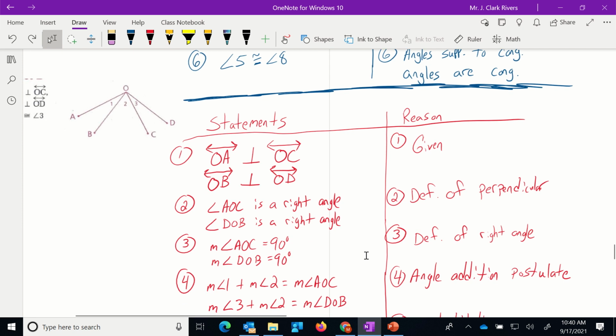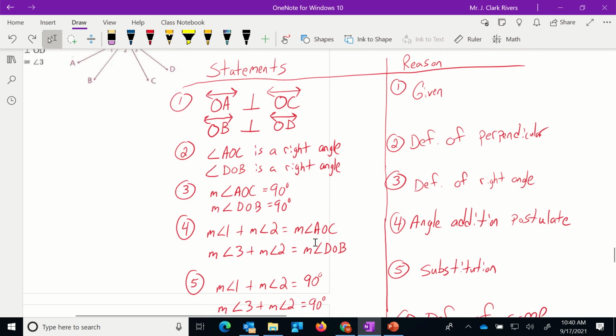We need to make a connection between angle 1, angle 2, angle 2, angle 3, and AOC and DOB. And here's that connection. The measure of angle 1 plus the measure of angle 2 equals the measure of angle AOC. Also, the measure of angle 3 plus the measure of angle 2 equals the measure of angle DOB. That is the angle addition postulate.